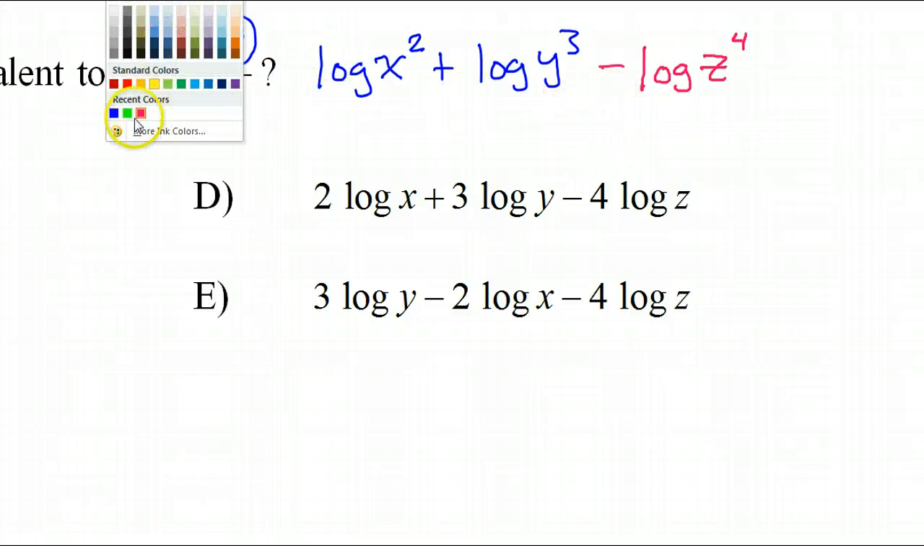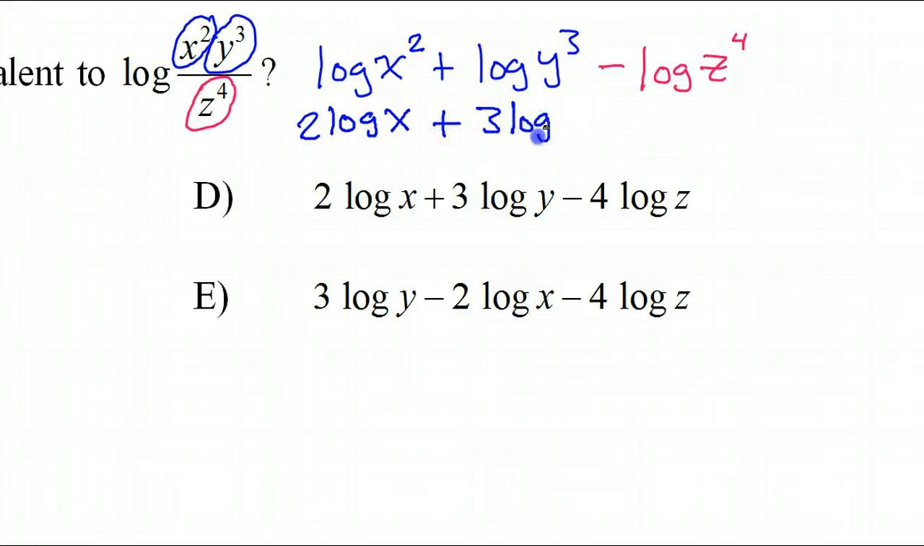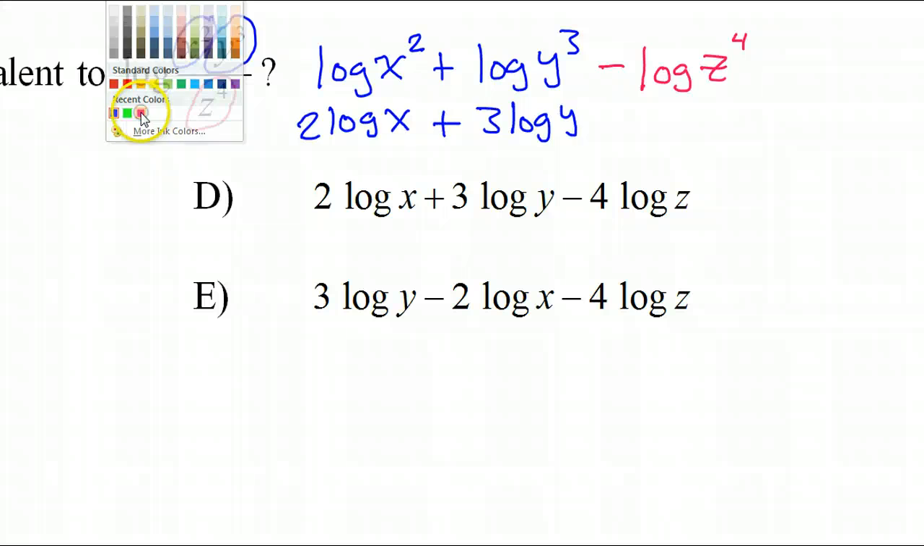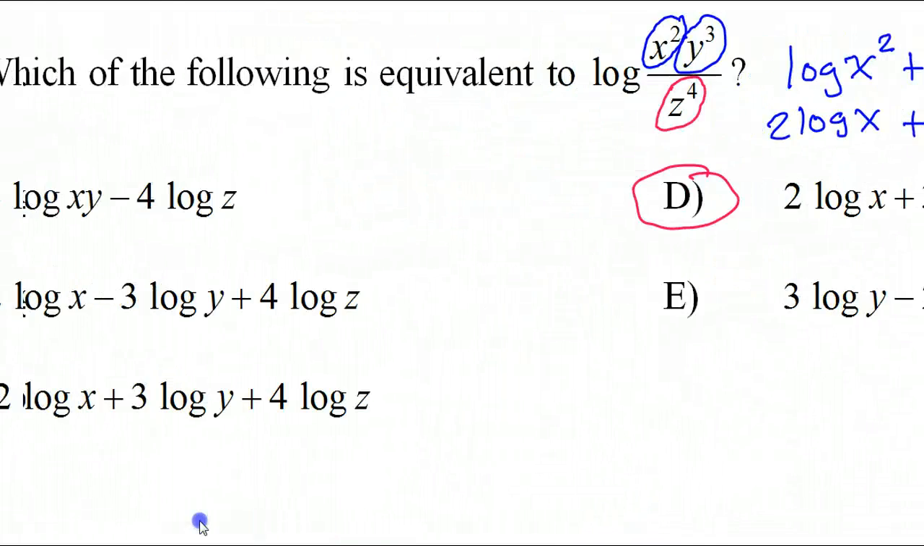Alright, all that's left is putting these exponents in front as coefficients. That's one of our log rules. So this will become 2 log x plus 3 log y minus 4 log z. Look at it, it's right there. Beautiful. That was fortuitous. So yeah, D is what it is.